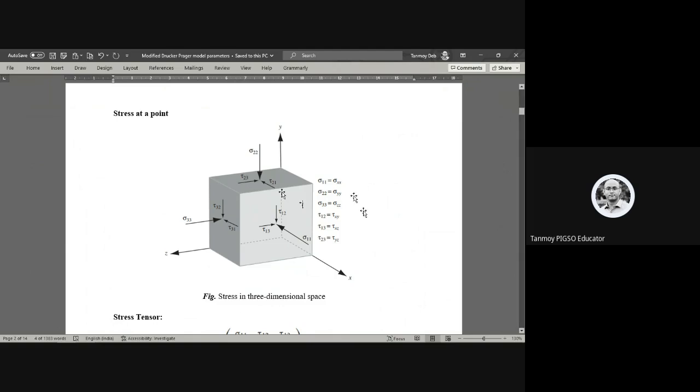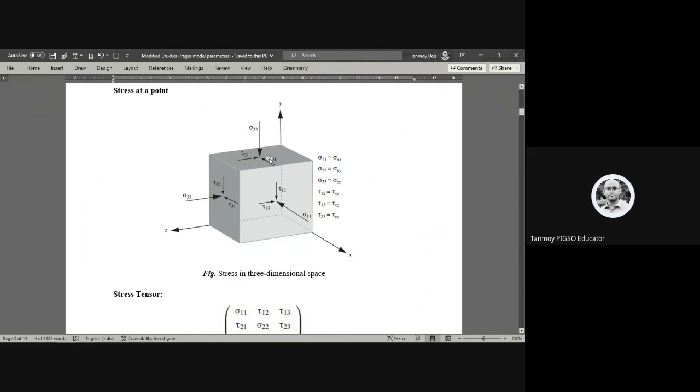So suppose this is a soil element, and it has six faces, and along the faces there are normal components and there are shear components. The forces acting perpendicular to these faces are called normal forces, and these are called shear stresses. The planes where these shear stresses are not there are principal planes. So in this case, we have shear stresses.